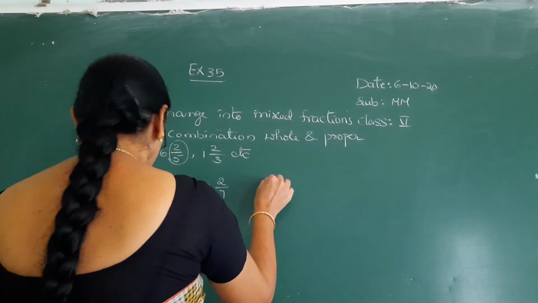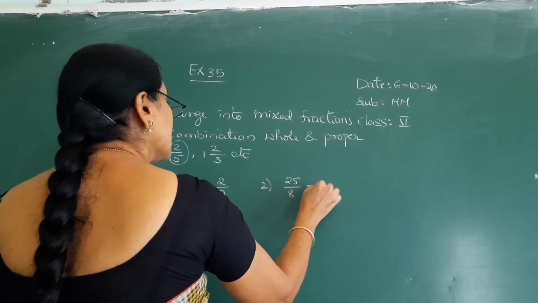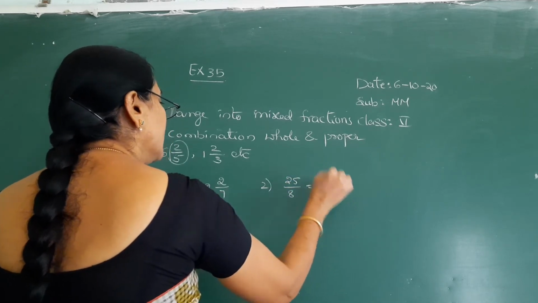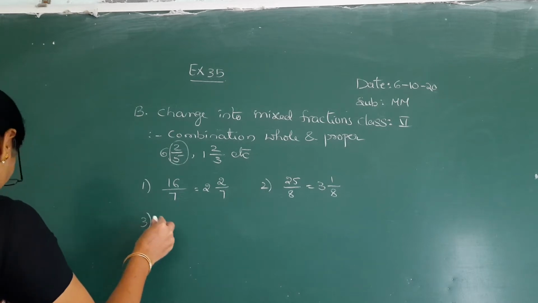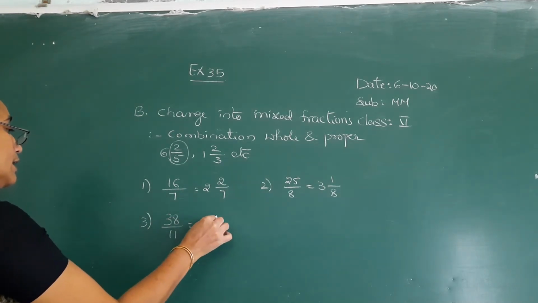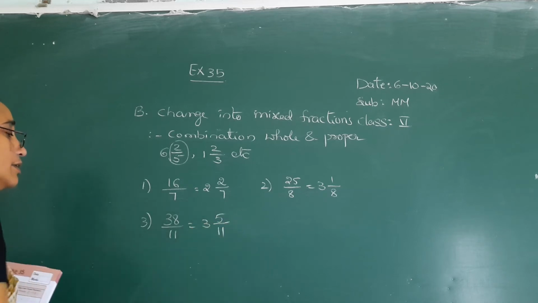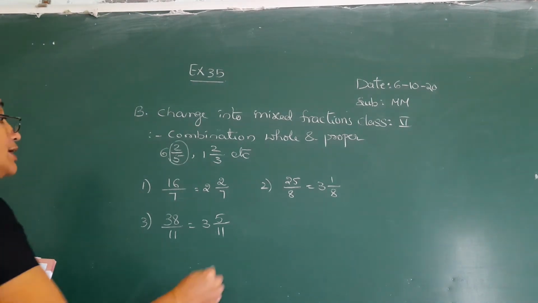Okay. See the second one. 25 by 8. 8 3s are 24, remainder is 1. So the denominator is 8. You have to do mental calculation. See the third one. 38 by 11. 11 threes are 33. Remainder is 5. 38 minus 33 is 5. So remainder is 5. Write 5 as numerator and 11 as denominator.